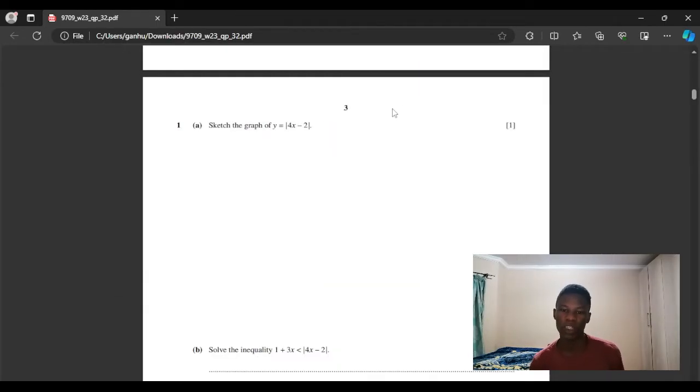Number 1a, sketch the graph of y equals modulus of 4x minus 2. Okay, to do that we first need to sketch the graph of y equals 4x minus 2, which is a straight line, so we need 2 points.